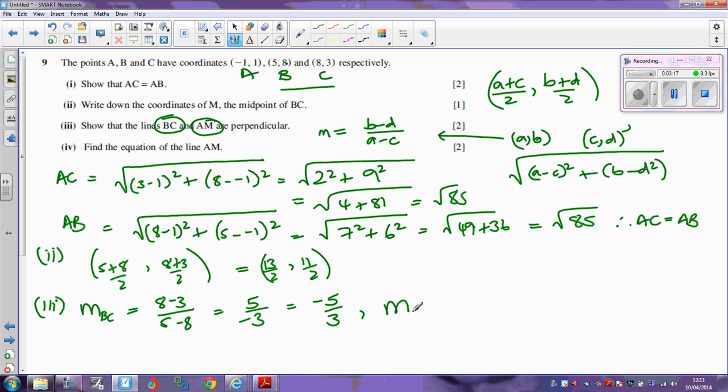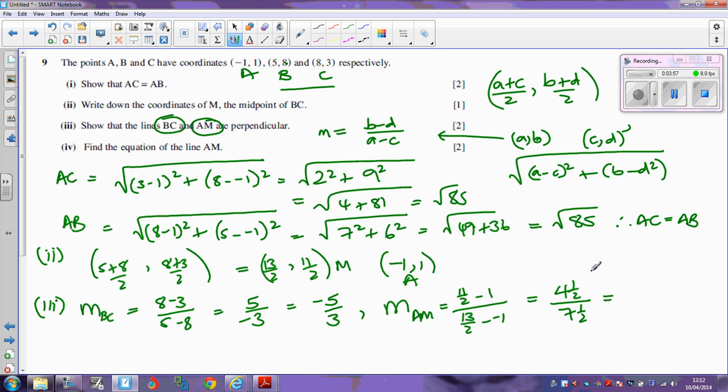Okay, I'm now going to find the gradient of AM. So AM, we've worked out that M is this point here, which is 13 over 2, 11 over 2, so this is M. I'm going to write A here, so that's minus 1, 1, so this is A. So I'm going to do the difference between the y's, well that's 11 over 2 minus 1, divided by the difference between the x's, so that's 13 over 2 minus minus 1. Well, that's 5.5 take away 1, so that's 4.5. This is 6.5 add 1, which is 7.5.